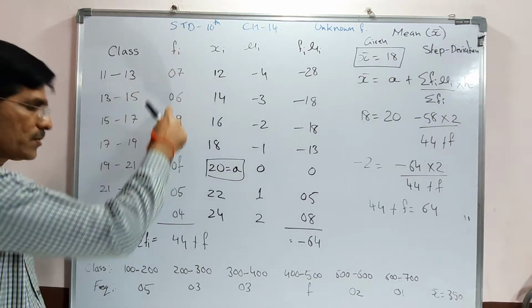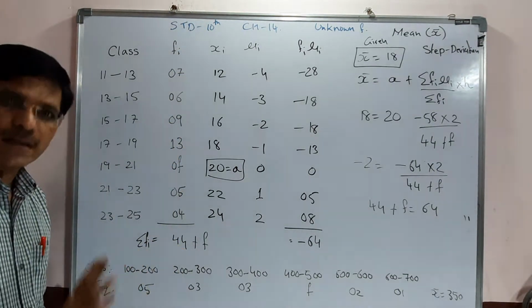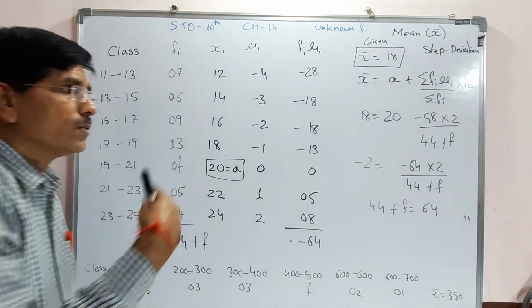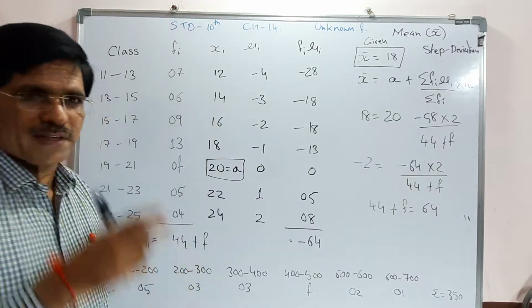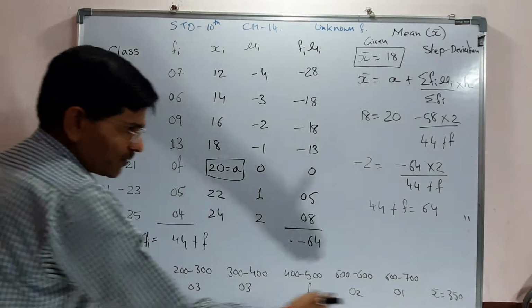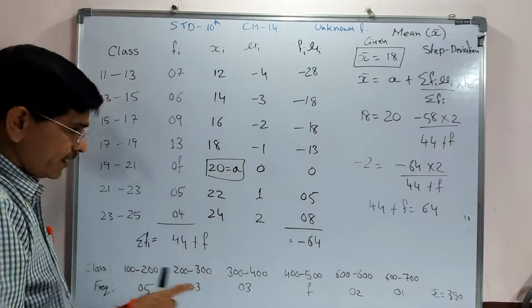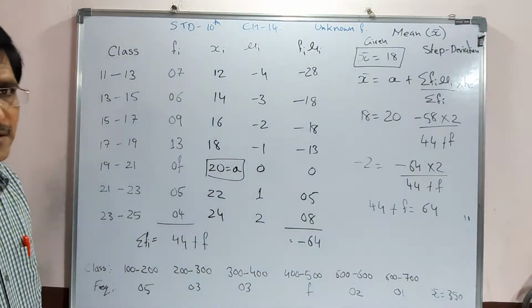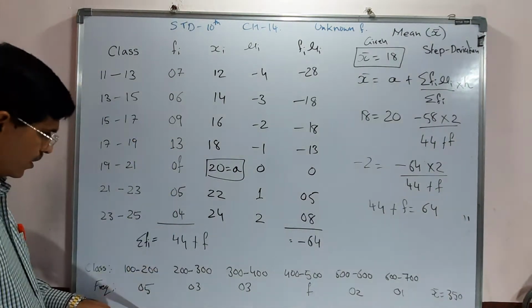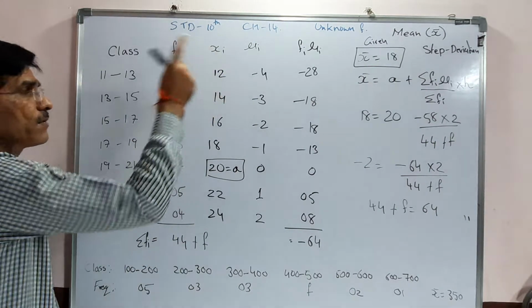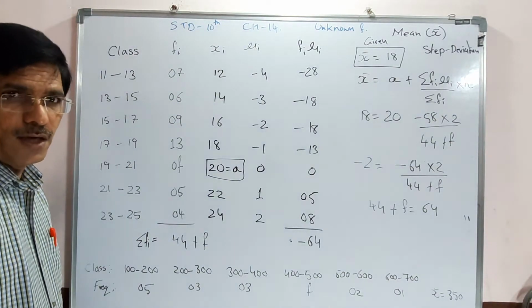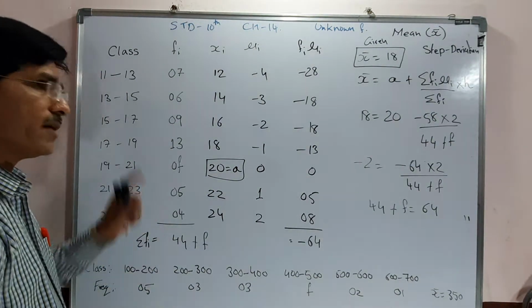It means sigma fi is not given. When two unknown frequencies are there in a question, at that time they give the total frequency. Here the total frequency is not given. Now what we have to find out? xi. We have to find out xi. How can we find out xi?